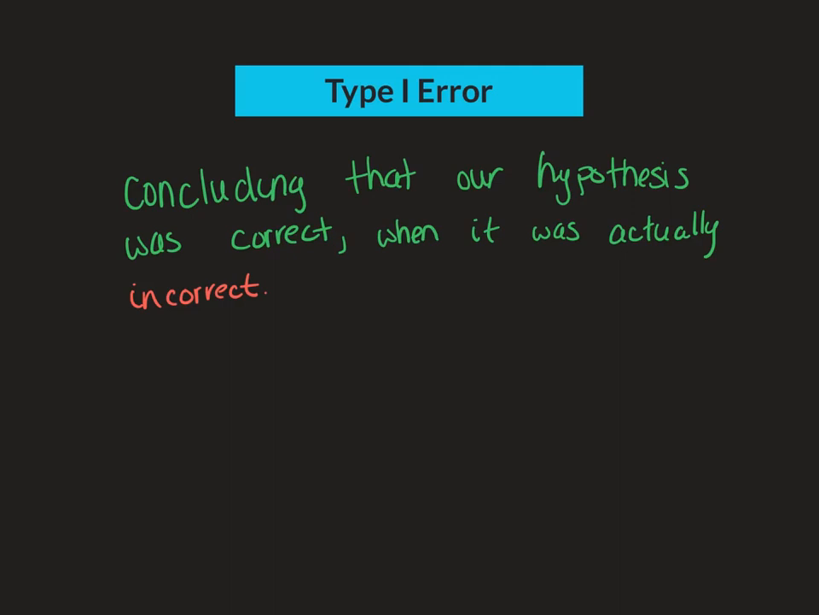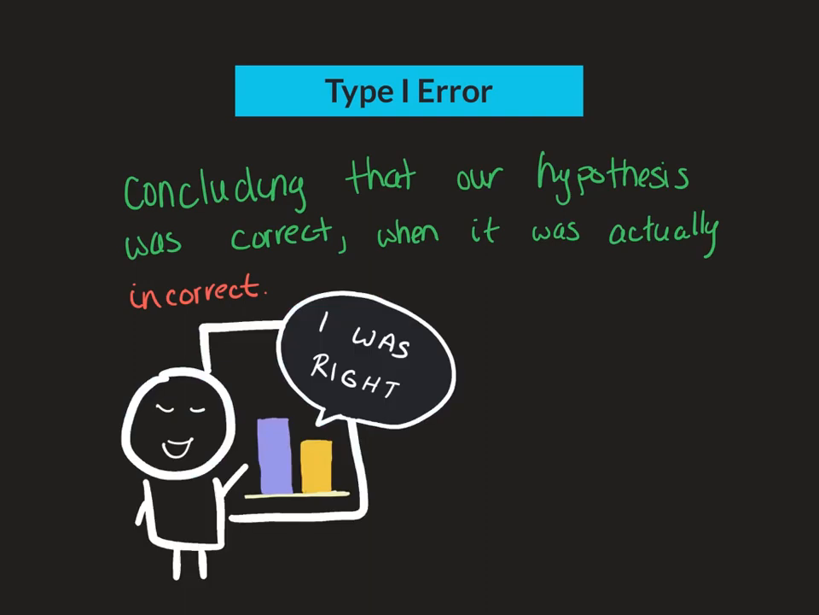If this is so, I will likely conclude that my hypothesis was true, and I will not know that I've made an error. A type 1 error is a big concern for us in research. Again, type 1 error is when we conclude that our hypothesis was correct, when in fact it was incorrect. Typically, in the behavioral sciences, when we state that our hypothesis was significantly supported, what we actually mean is that we are 95% sure that our hypothesis was correct and that we are not making a type 1 error.